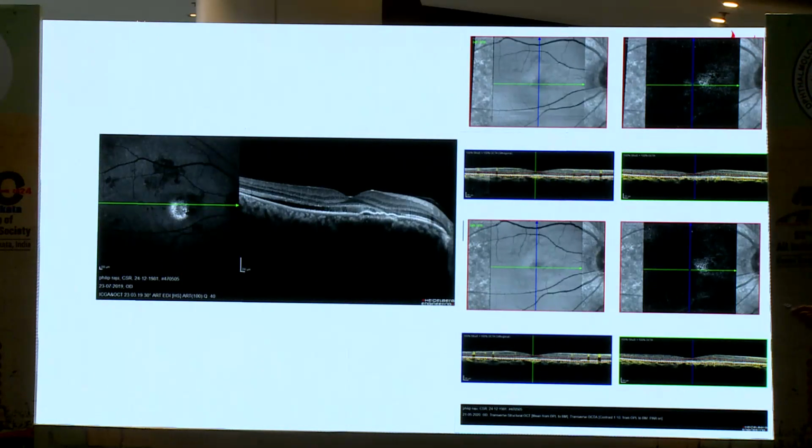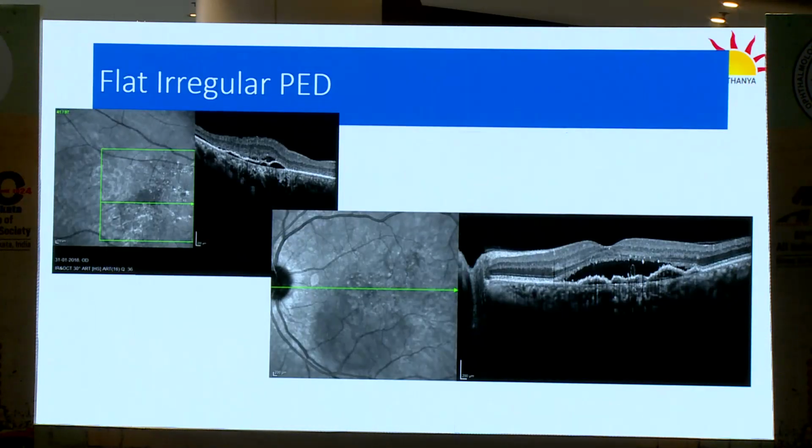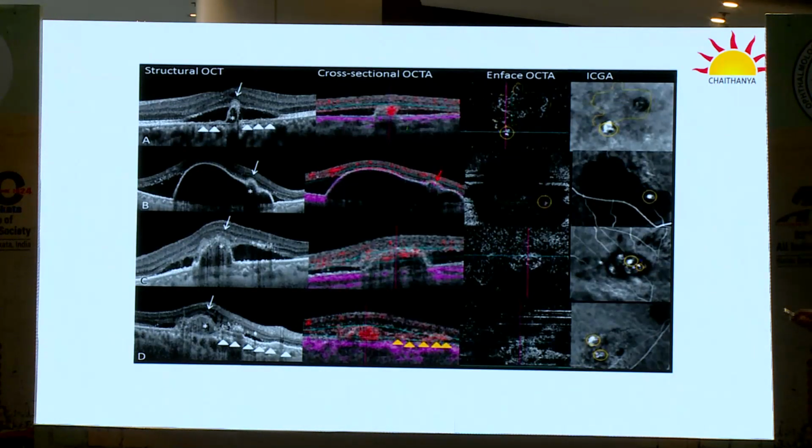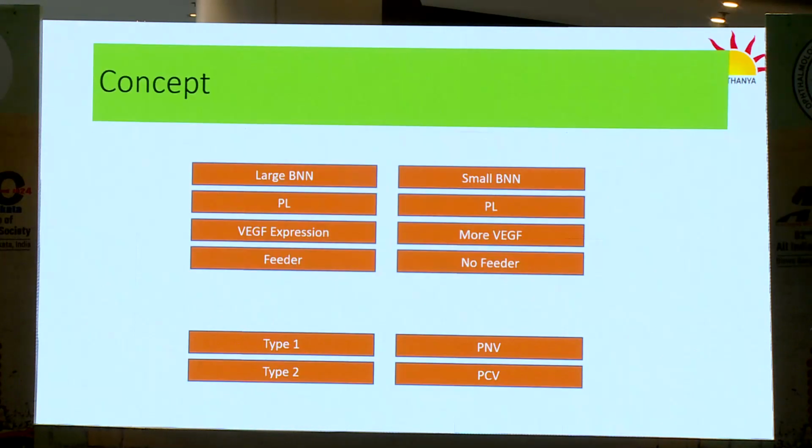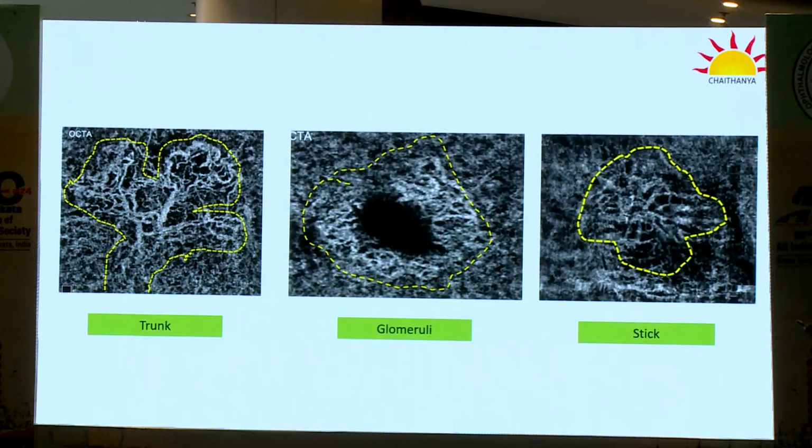So these are again typical features. You have fluid, you have a small bump over there. The bump corresponds to a membrane on the OCTA, and that's how it is used. This is called a FIPED, or a flat irregular PED, which is flat, it's irregular, it goes up and down, and underneath it you will see vascular lesions. So again, we just go to OCTA in PCV. I'm just going to skip these things.